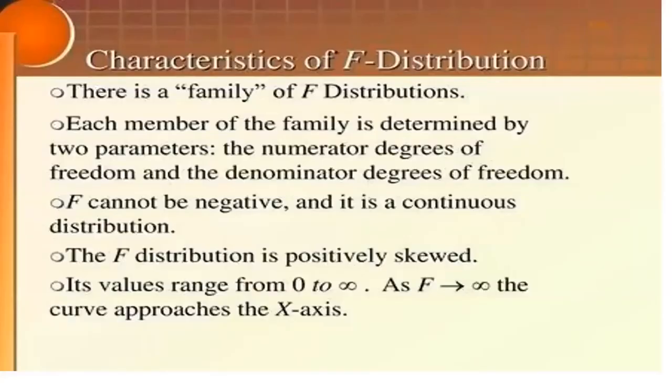Then let's see what the characteristics of the F distribution are. There is a family of F distributions. Each member of the family is determined by two parameters: the numerator degrees of freedom and the denominator degrees of freedom. Then F cannot be negative. It is a continuous distribution. The F distribution is positively skewed.